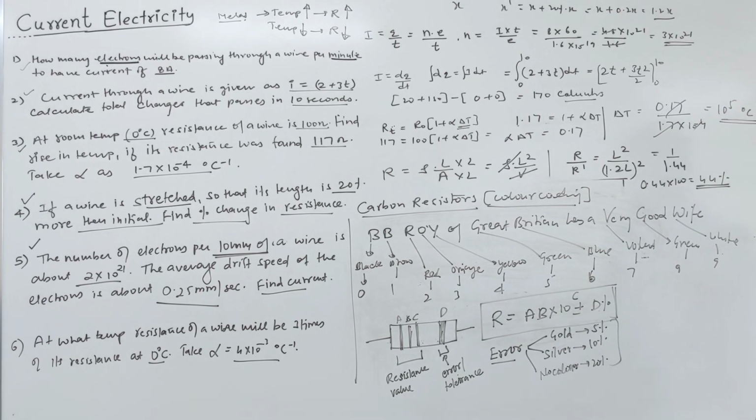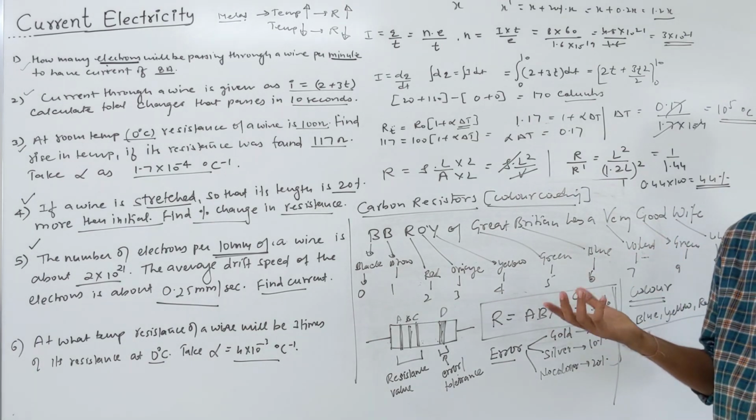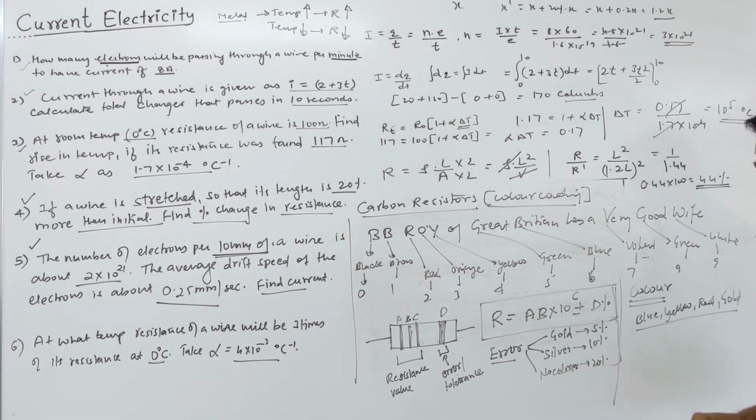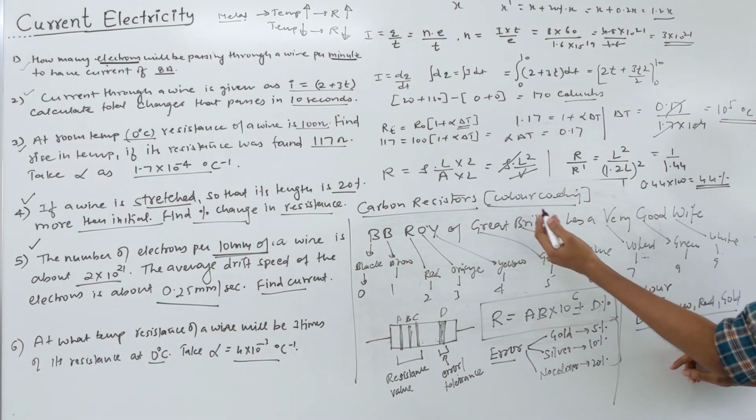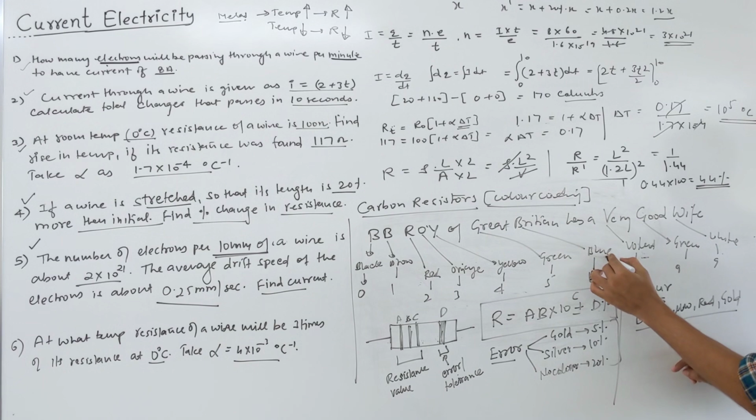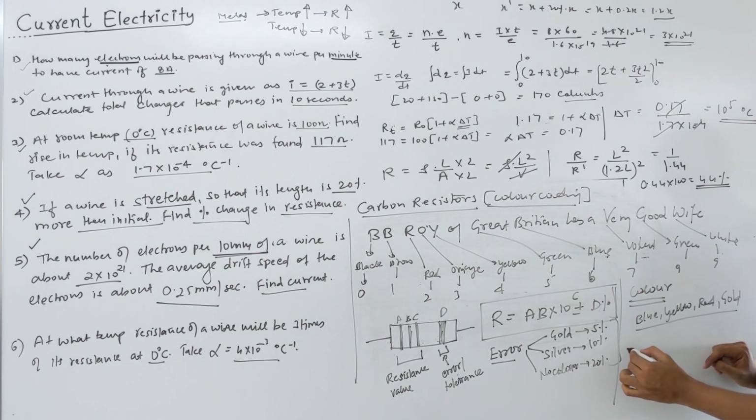Let's do a quick practice here. Suppose the color order is given this way: blue, yellow, then red, and gold. Suppose these are the 4 colors given to you. I am asking what is the resistance value of the given resistor. So blue is here. Blue means the number 6.